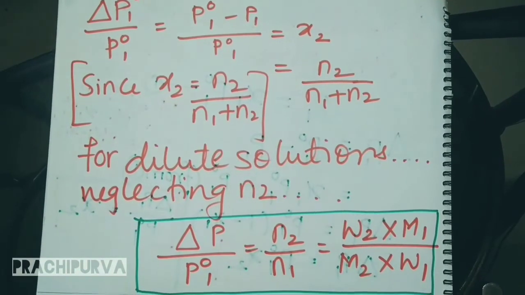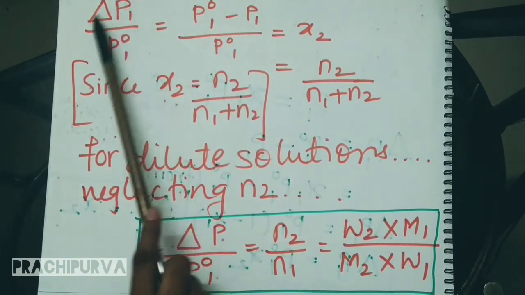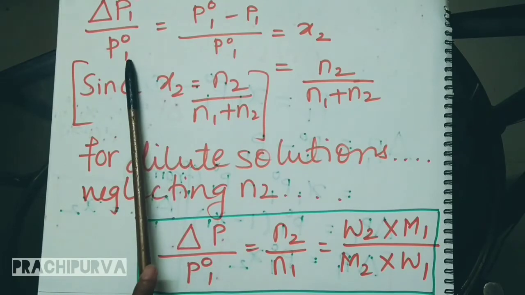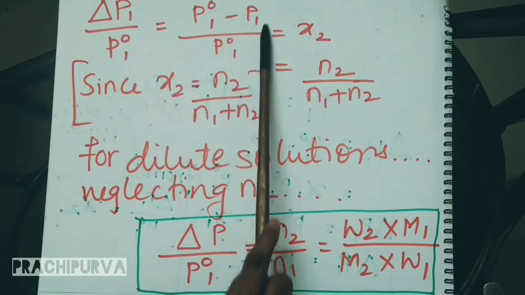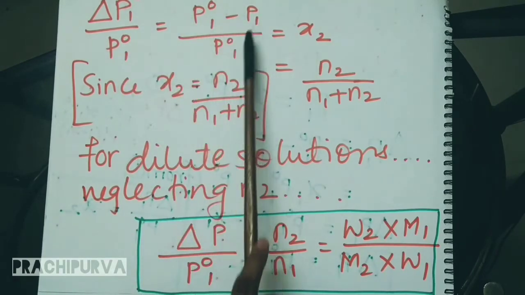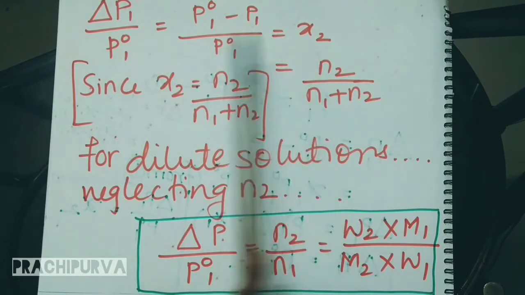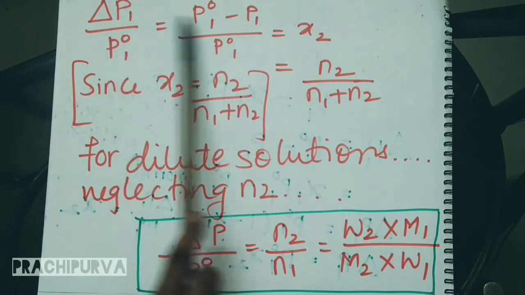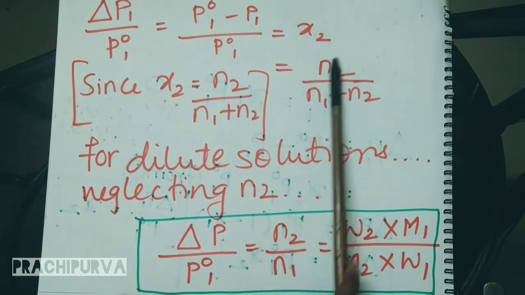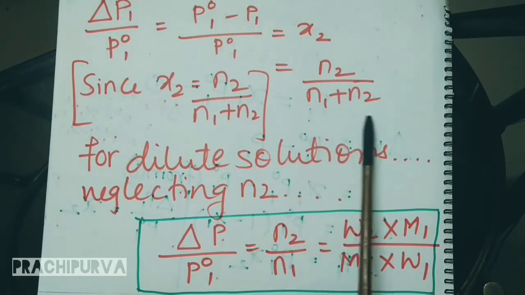Alright, so you can see this. So delta P1 divided by P01 is equal to P01 minus P1. This we know. Difference in the pressure divided by P01 is equal to x2. This is nothing but the formula of this here is equal to x2. We know x2 is equal to N2 upon N1 plus N2.